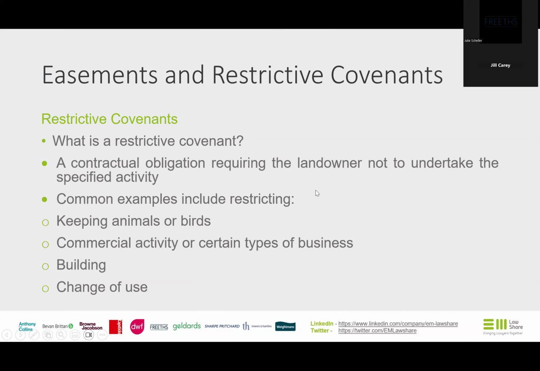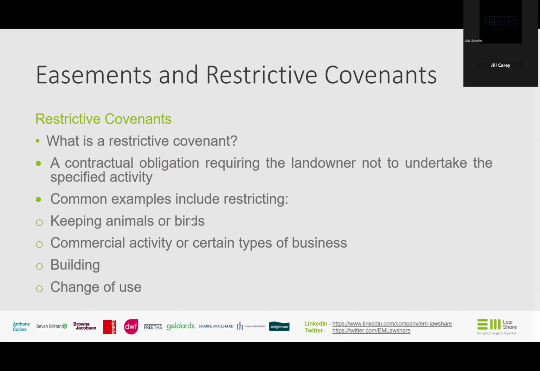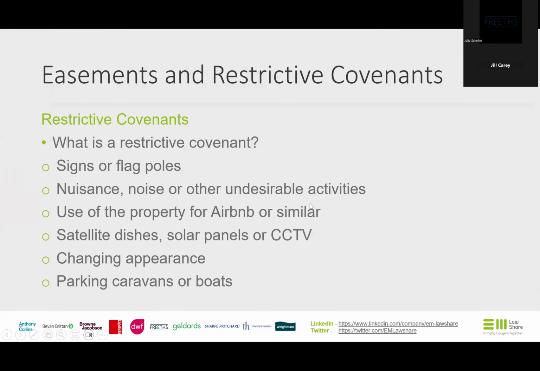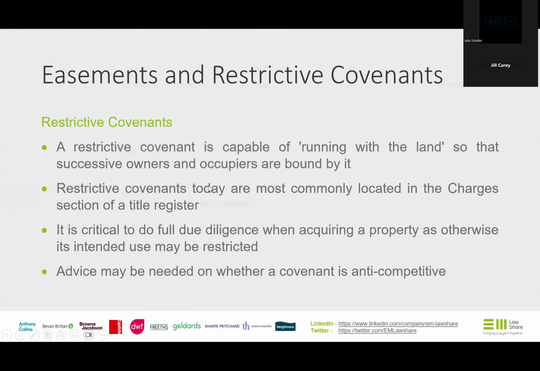So examples would include, for instance, keeping animals or birds, running a business, building on the land, changing the use, causing a nuisance, using it for Airbnb, parking rusty old caravans or boats, etc. So they're normally intended to preserve the amenity of the surrounding properties. Restrictive covenants are capable of running with the land so that they will bind successive owners and occupiers.